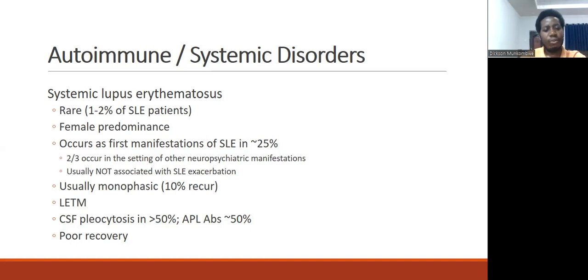Usually it's monophasic, though about 10% tend to have recurrences, and you tend to see a longitudinally extensive transverse myelitis involving a long segment of the spinal cord, usually beyond 3 segments. And CSF studies show pleocytosis in more than 50% of patients, with antiphospholipid antibodies in about 50%, with poor recovery.